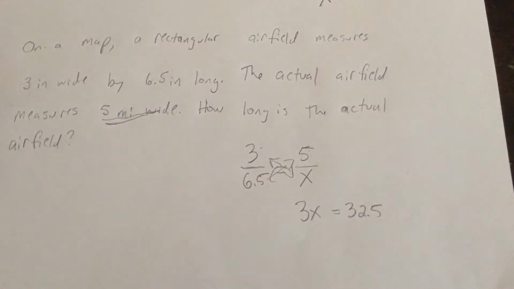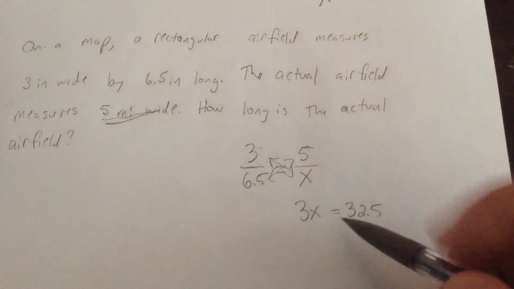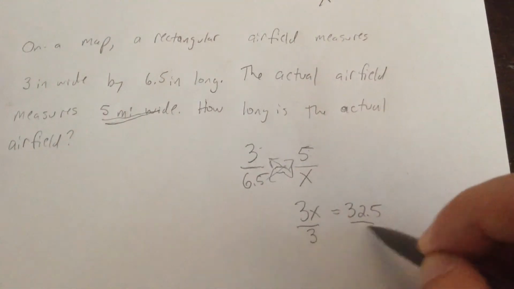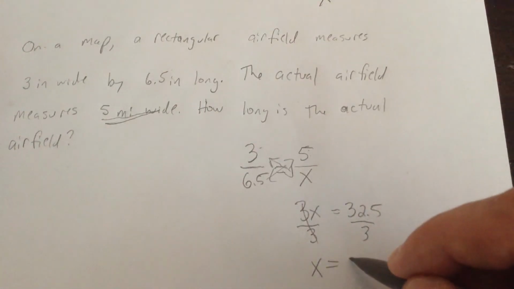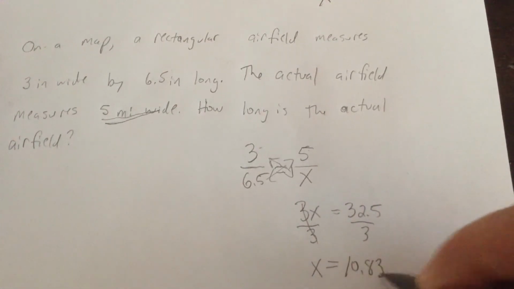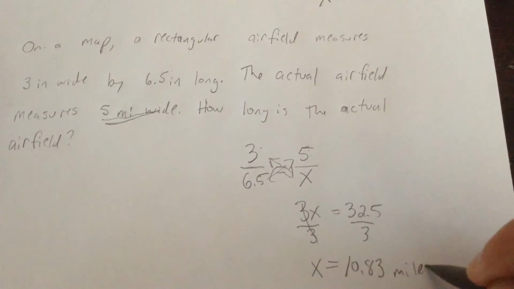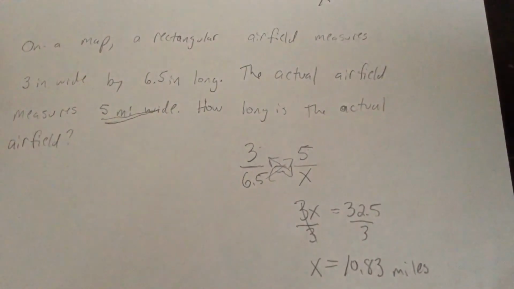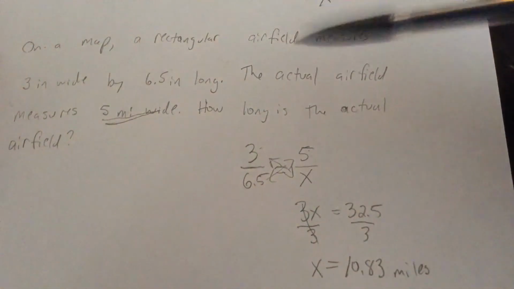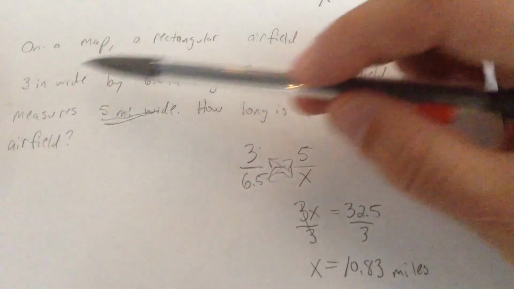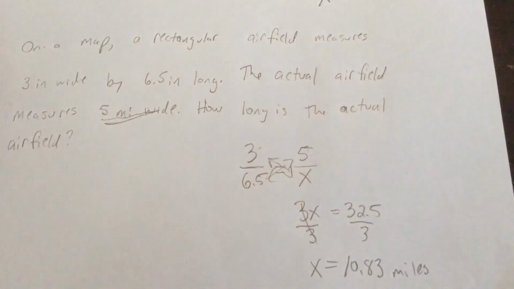Okay, again, it's a multiplication problem, so I'm going to have to divide. So I get x equals 10.83 miles. Okay, on this one you pretty much had to set up a proportion and cross multiply and solve. You just had to realize I need to match width with width, length with length. Okay, there you go.